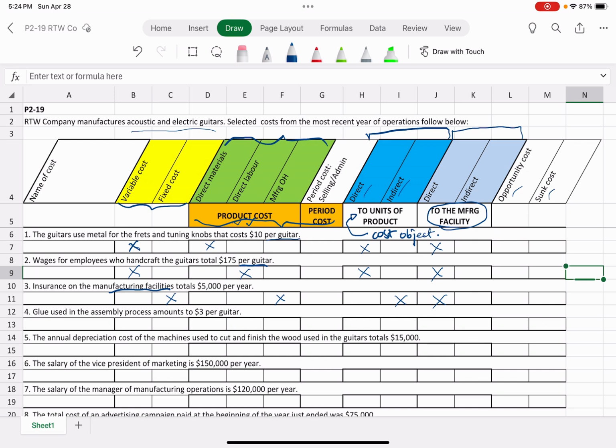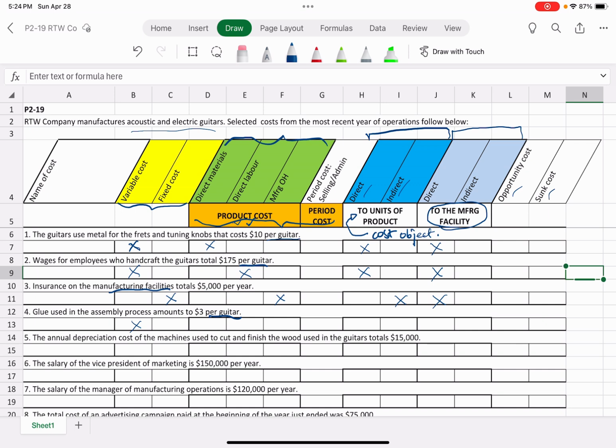Okay, glue used in the assembly process amounts to $3 per guitar. Now, as you can see, we've got the per guitar notation here, so we're going to call that a variable cost. And because it's per guitar, it's clearly a product cost in the orange category, not a period cost. So that's fine.